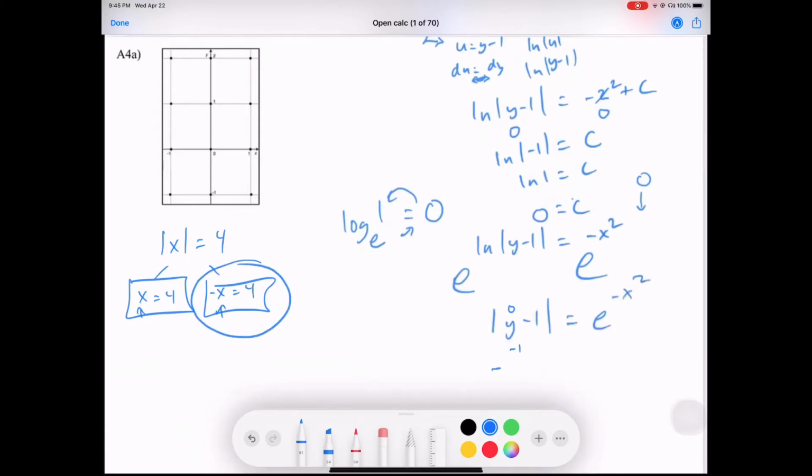So we're going to write negative, parentheses, y minus 1, close parentheses, equals e to the negative x squared. Because we had to use that second version, not the positive version. Then we're going to go ahead and move the negative over to make that negative e to the negative x squared. Then plus the 1 to both sides. Then we have y is equal to negative e to the negative x squared plus 1.